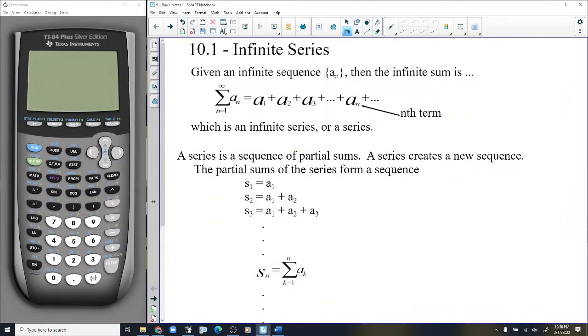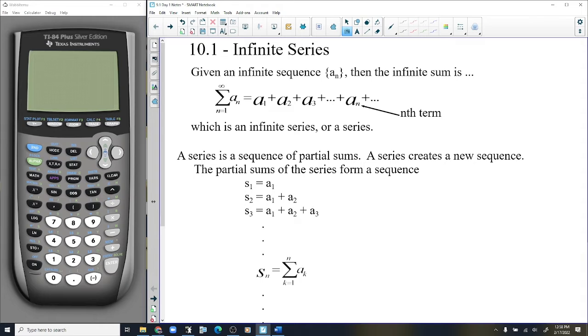All right, 10-1. It's actually 9-1. We got new books this year, and they changed the chapter numbers. So I try to catch everything, but I named the file right, but then I didn't change that. All right, anyway, it's infinite series.